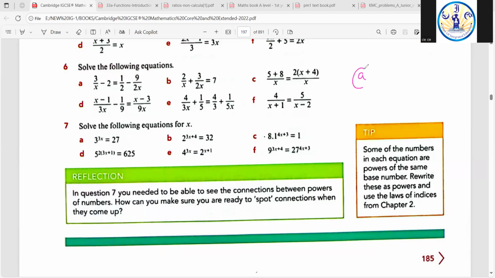Let it be part A. 3 raised to the power 3x equals 27. You see the base is 3, so I need to change the base of 27. I need to write it down with base 3. I know that 3 times 3 times 3 is 27, so 3 being multiplied with itself 3 times. That means 27 is 3 raised to the power 3.